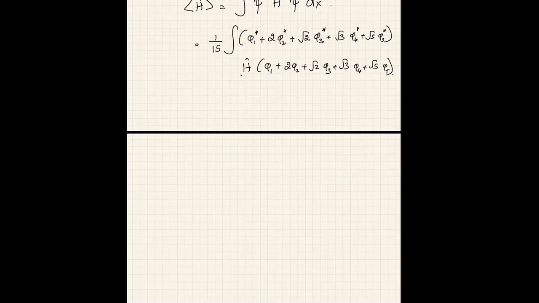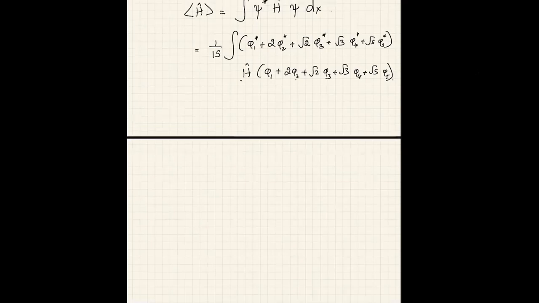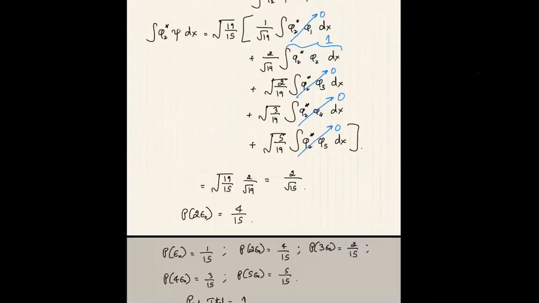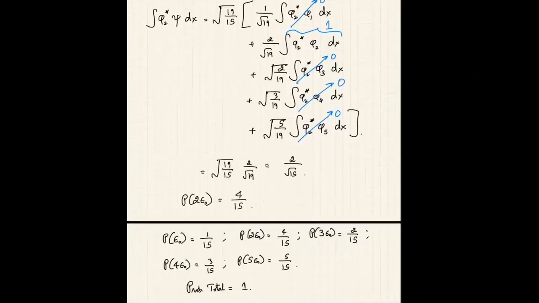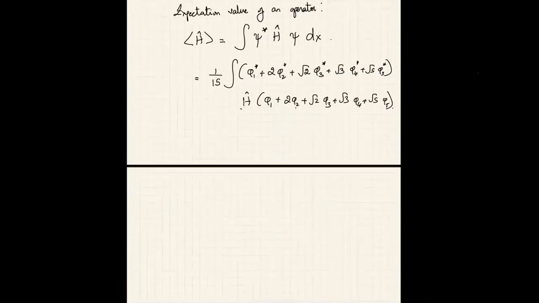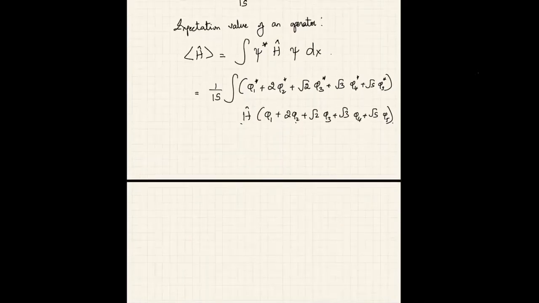Now you would have things like the integral of phi 1 star phi 1 plus the integral of phi 1 star phi 2. But again, you use the notion of orthonormality, which we discussed here. Any integration which involves one phi 1 star and anything that is not a phi 1 will give you identically zero. So out of all these possible integrals, only 5 would survive, and you can actually calculate.